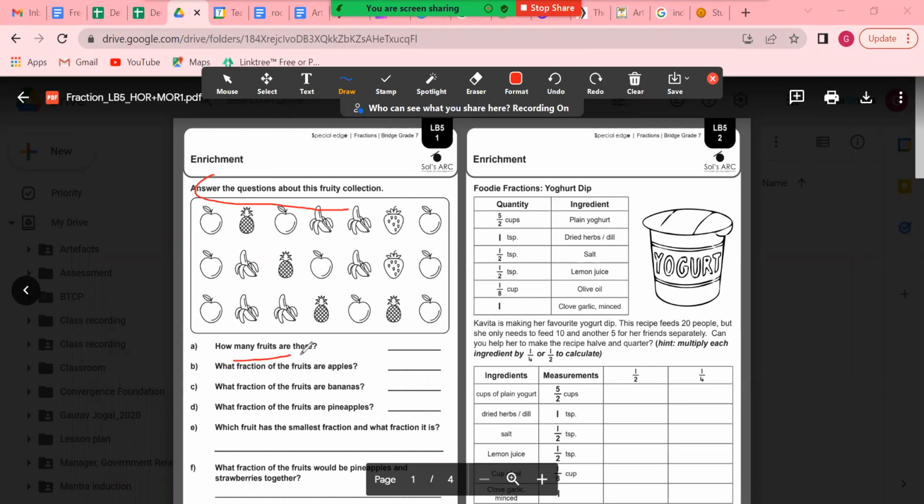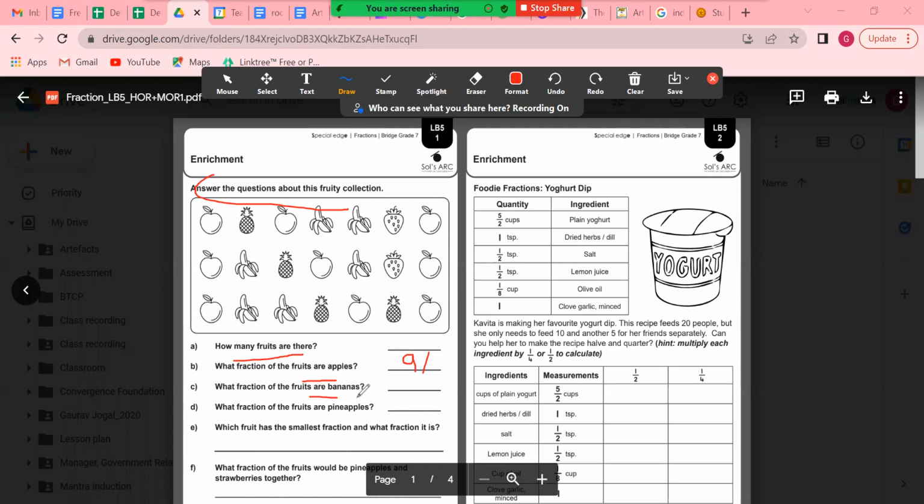So first question is how many fruits are there? You have to write the total fruits. What fraction of the fruits are apples? So you have to count the apples. For example, 1, 2, 3, 4, 5, 6, 7, 8, 9, there are 9 apples, but we have to write a fraction. So 9 upon total. So we have to write the total here.